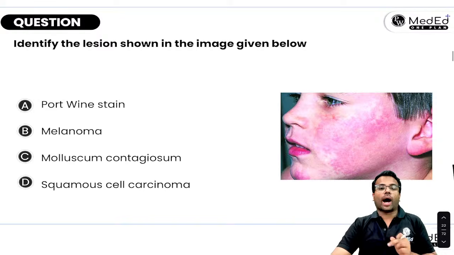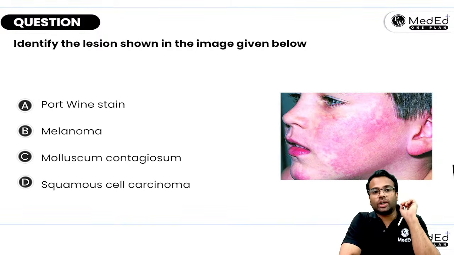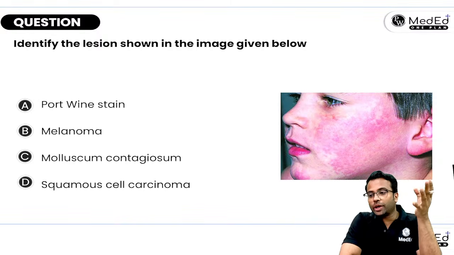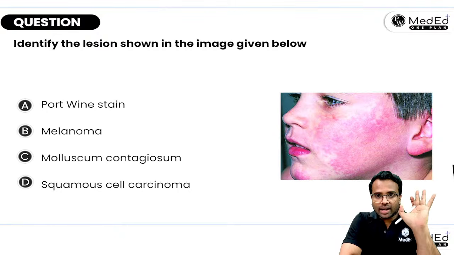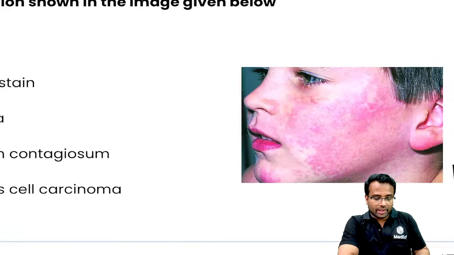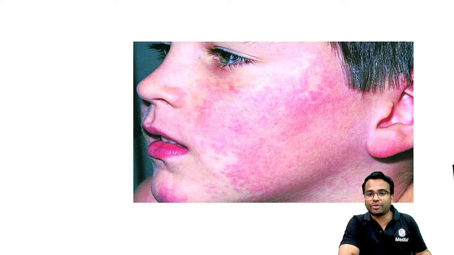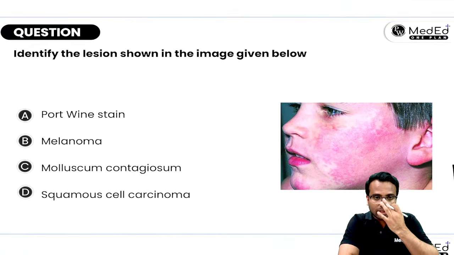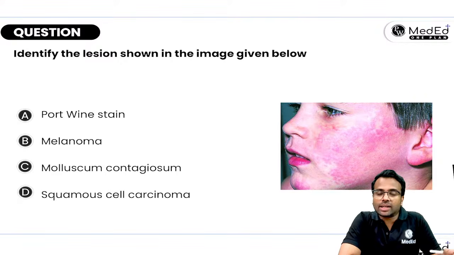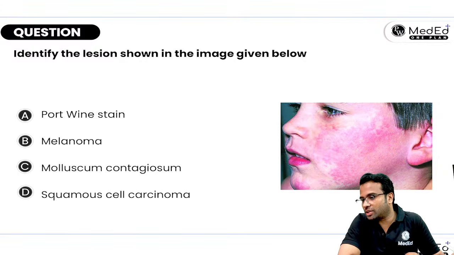Moving further, identify the lesion that is shown in the image given below. Now what do you see in this image? You can see that there is a child here and there is a reddish kind of a lesion present over the face of the patient. Now just come back to the options. You can see that the options are port wine stain, melanoma, molluscum contagiosum, squamous cell carcinoma.